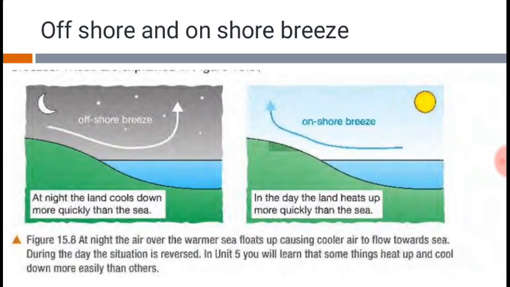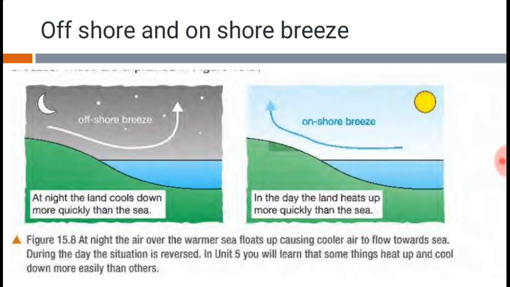And the last example of this convection theory which happens in nature is the offshore and onshore breeze. This is nothing but the movement of air to and fro from the land to the sea and the sea to the land. Basically you have to remember that at night this happens naturally. At night the land cools down more quickly than the sea. So during the night the sea is warmer and the land is cool.